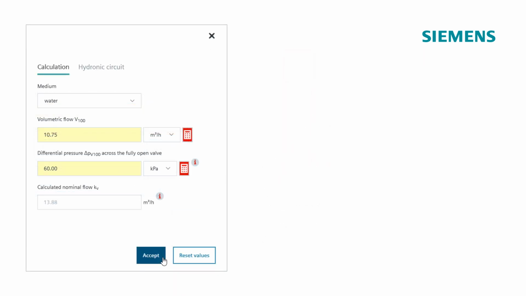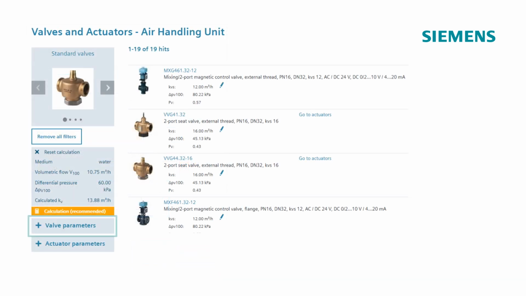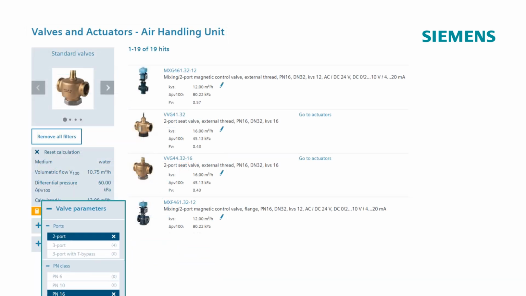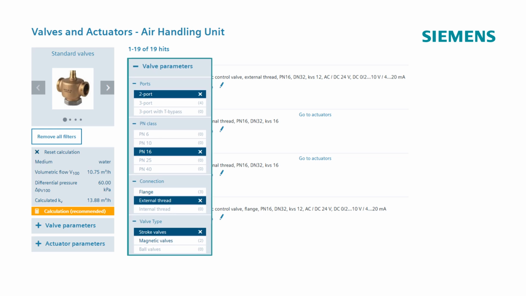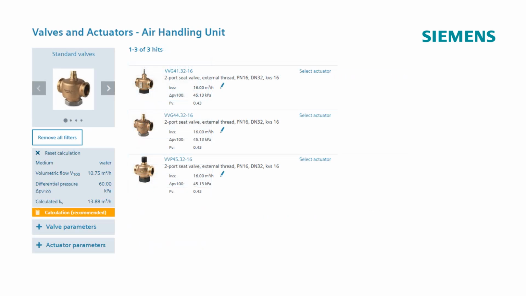Based on the volumetric flow and the desired pressure difference across the valve, delta PV100, the calculated nominal flow kV is determined. This means the desired or ideal size or the ideal kVS value of the valve. Click Accept. By doing so, the calculations are being finalized and the selection of applicable control valves will be further limited based on that. This select list can be further reduced. For that, select the desired or required valve parameters such as ports, connection and valve type. The selection is now limited to 3 applicable valves.